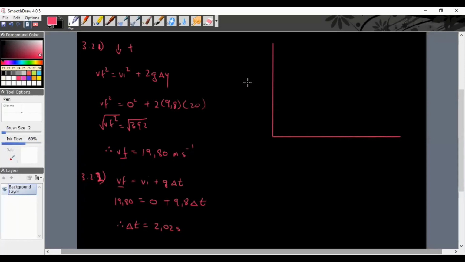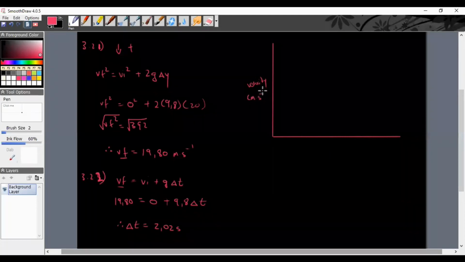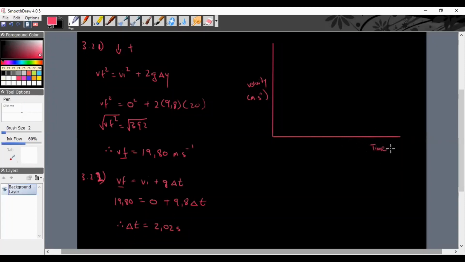Okay, we know we got velocity, that's in meters per second, and we have time, which is obviously in seconds. We know that in this case, as the time increases, so does the velocity because it's directly proportional here. So it's just a straight outgoing line like that. And that's your graph for 2 marks.